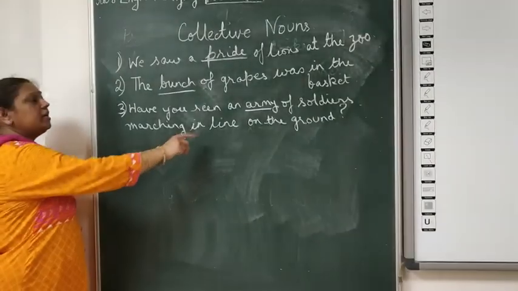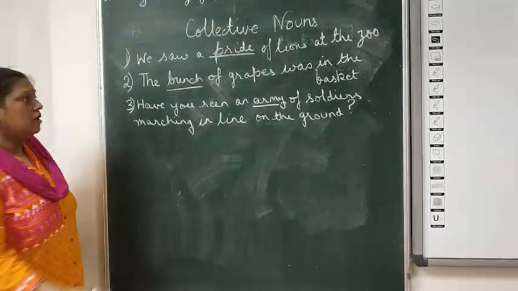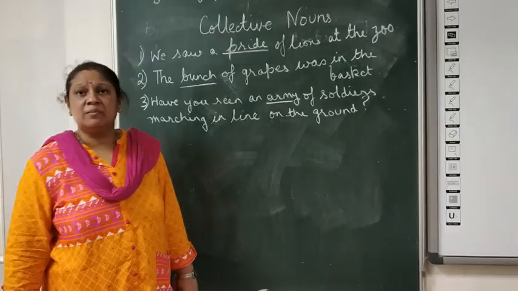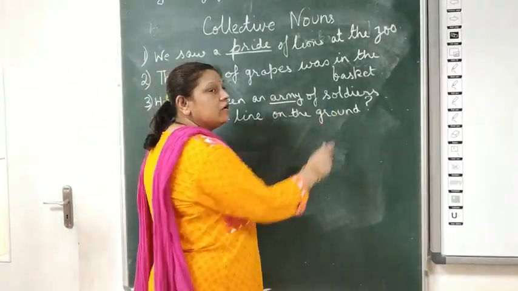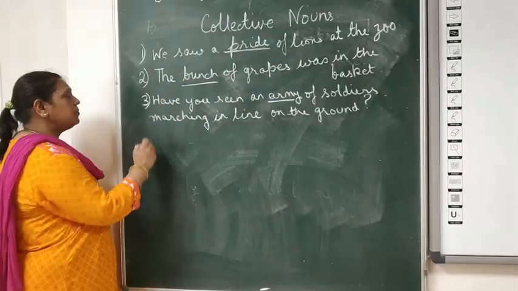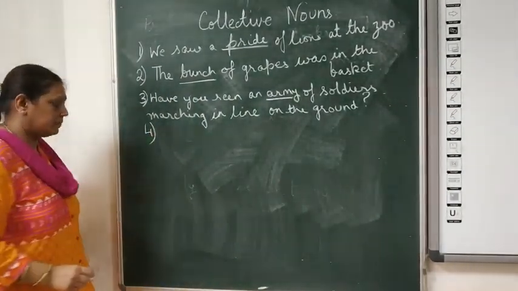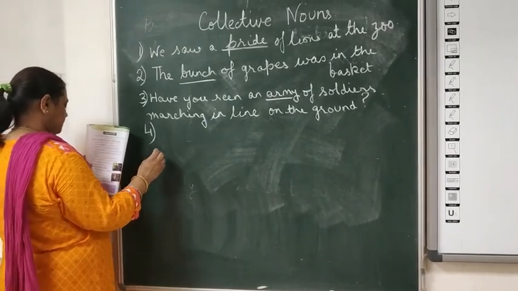Soldiers marching in line on the ground. When we see many soldiers, sometimes they are marching on the ground in a group, it is called an army of soldiers. So army is a collective noun.